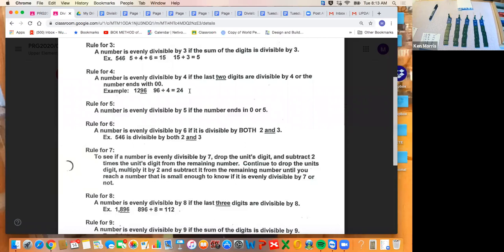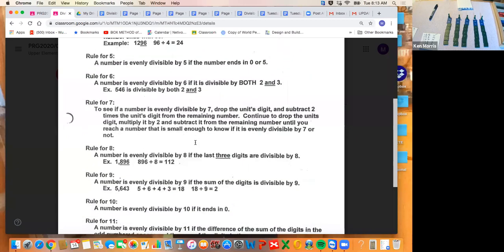So there's nothing obvious here, right? You still have to use a calculator. It might be just as easy to put 1296 divided by 4 into the calculator as to figure out 96 divided by 4. So I'm not sure this rule is very useful. I don't think it buys you very much.